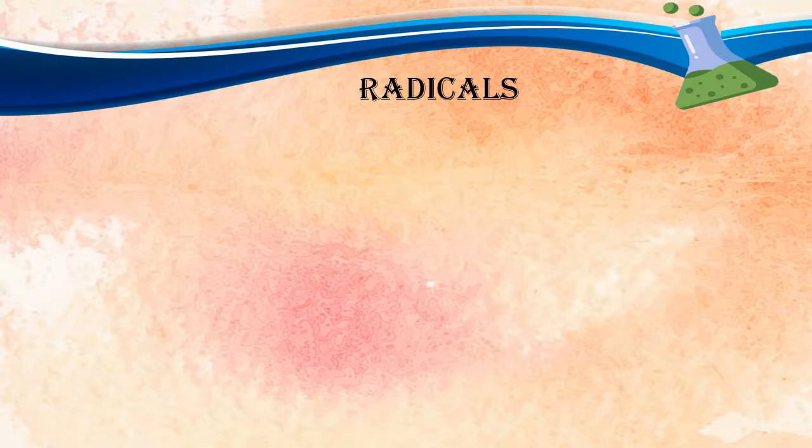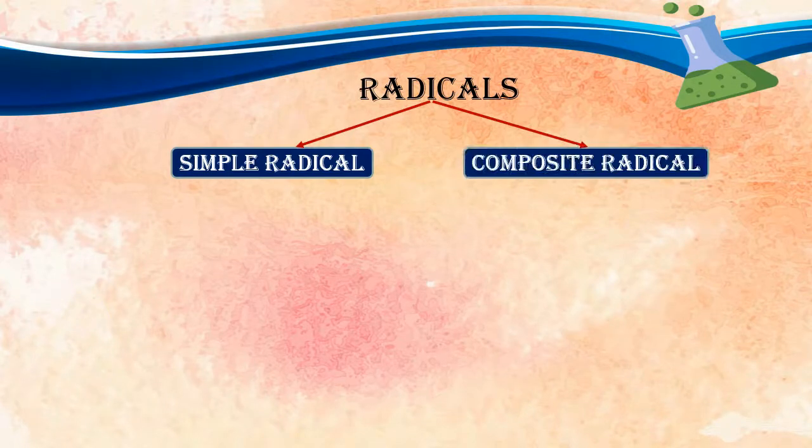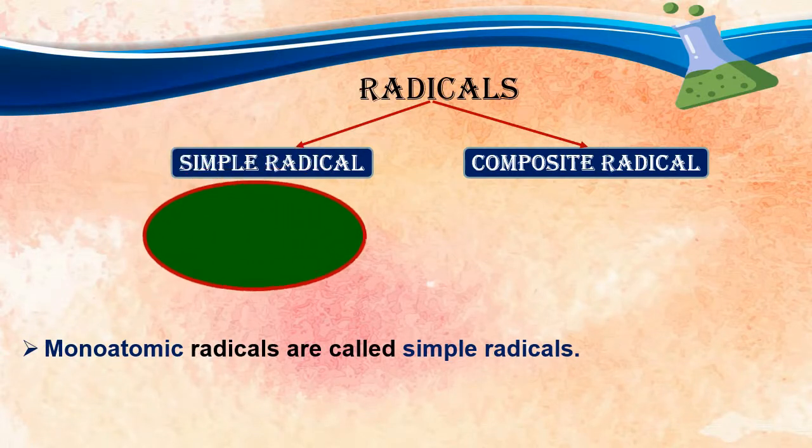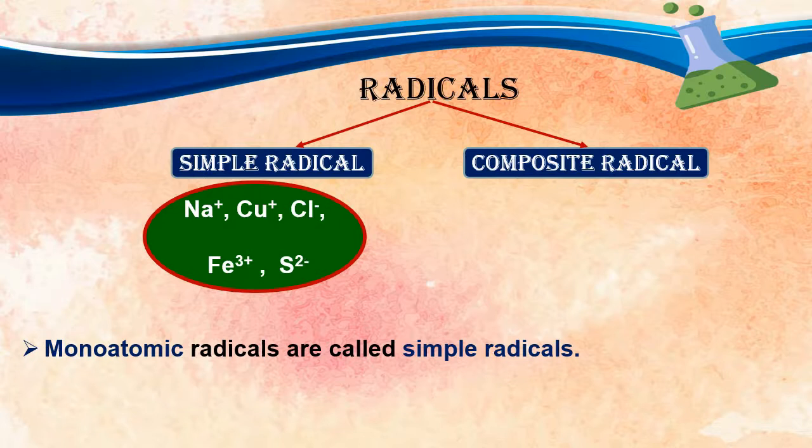Radicals are of two types: simple radical and composite radical. Monoatomic radicals are called simple radicals, meaning they contain only one atom. For example, Na+, Cu+, Cl-, Fe3+, S2-, etc. Simple radicals contain only one atom.